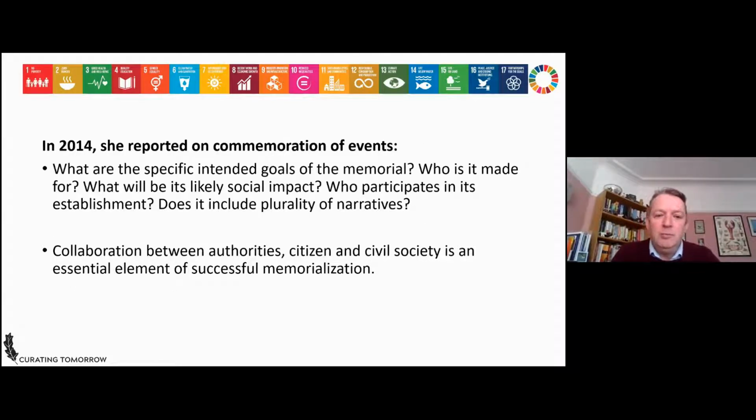And in relation to memorials, which we'll come to talk about later, because memorials can become a kind of flashpoint or a focus for differences between groups, she recommended to ask: what are the specific intended goals of the memorial? Who is it made for, and what will be its likely social impact? Who participates in its establishment, and does it include a plurality of narratives? Does it include many different sides of a story? And collaboration between authorities, citizens and civil society is an essential element of successful memorialization and commemoration.